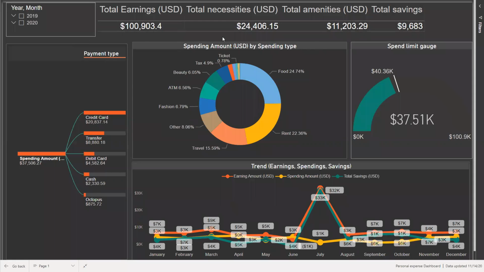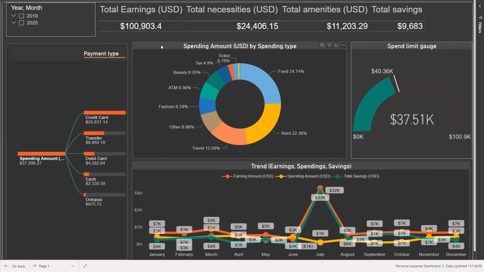spent $100,000. I spent $24,000 on necessities. So necessities like food, I don't know, makeup, stuff like that. Your daily needs that you cannot do without. Then amenities, spent roughly $11,000 on amenities, and I've saved roughly 9,600. I feel the person has probably invested some other money, right?